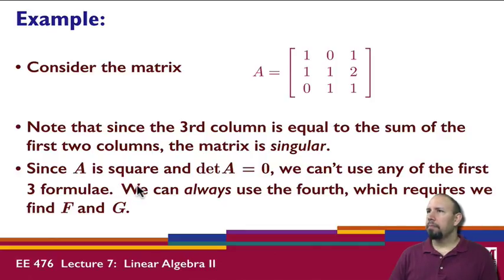However, we can always use the fourth property, which requires we find an F and a G. So how do we find an F and a G so that A is equal to F times G, which allows us to compute the pseudo-inverse? Incidentally, if we have a matrix in MATLAB, we can use the command pinv to compute the pseudo-inverse of the matrix. What I'm talking about here is primarily the situation if you don't have access to MATLAB and you're trying to do calculations.